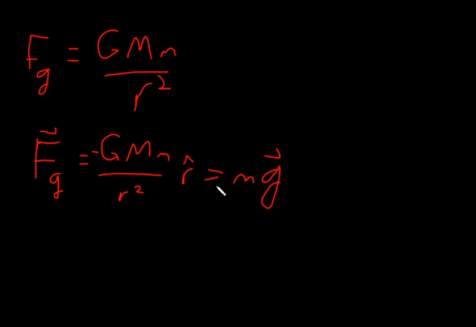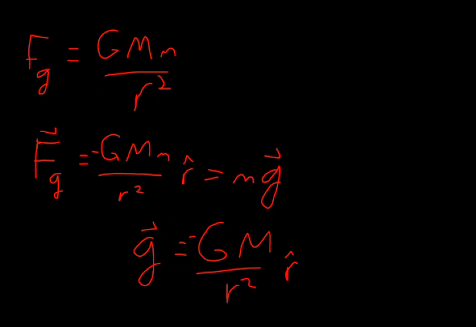The other thing to note is, no matter what your mass is, the acceleration g only depends on the mass of the object causing it. So it's negative G over r squared times r hat. It's not dependent on your mass or the mass of the object that the field is being applied to. It only depends on the mass of the object that is causing the field, which is why everything on Earth accelerates at the same rate.